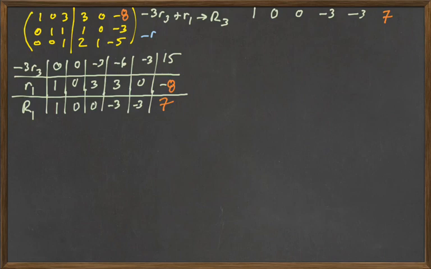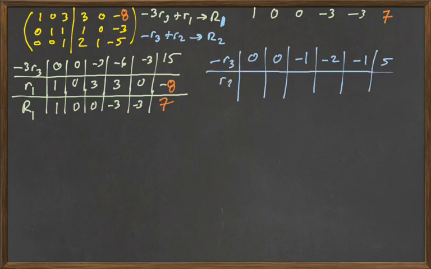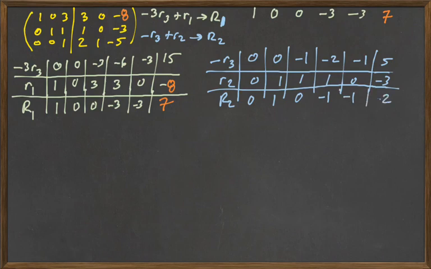And the other row operation we needed to do was negative row 3 plus row 2 to replace row 2. So negative row 3 will be 0, 0, minus 1, minus 2, minus 1, and 5. Row 2, and we're going to add them and get our new row 2, which is 0, 1, 0, minus 1, minus 1, and positive 2, pardon me. Alright, so there it is. And we did use row 3, but it is unaffected.